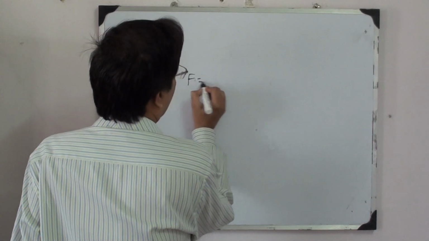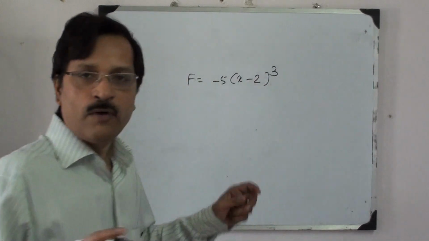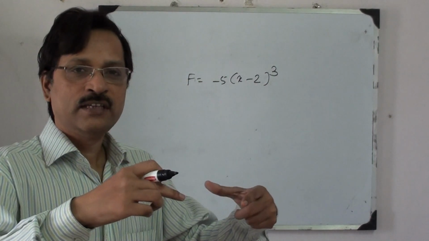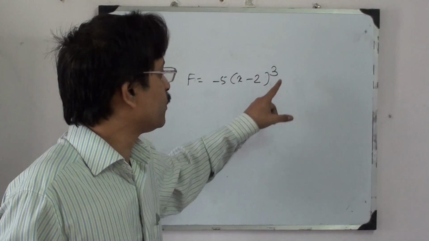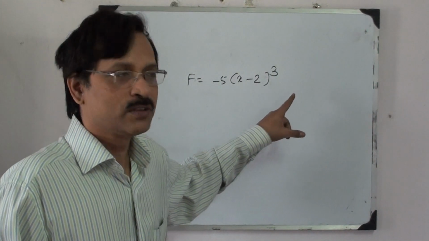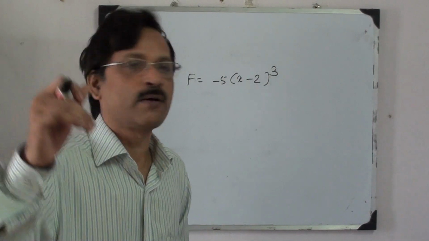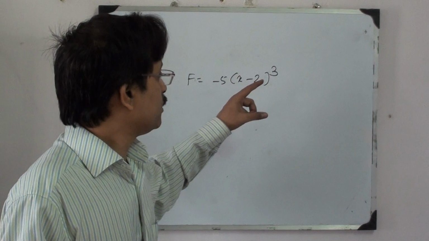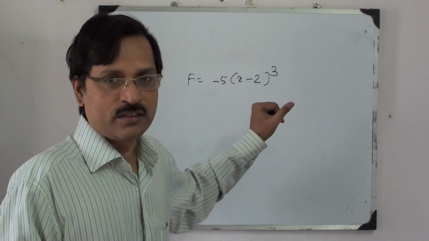F is equal to minus 5(x minus 2) whole cube, where x is the displacement and F is the force acting on the body. Now, instantly you recognize this is not simple harmonic motion, because in simple harmonic motion the force is invariably related to the first power of displacement. So the question is, could this be oscillatory motion or not?